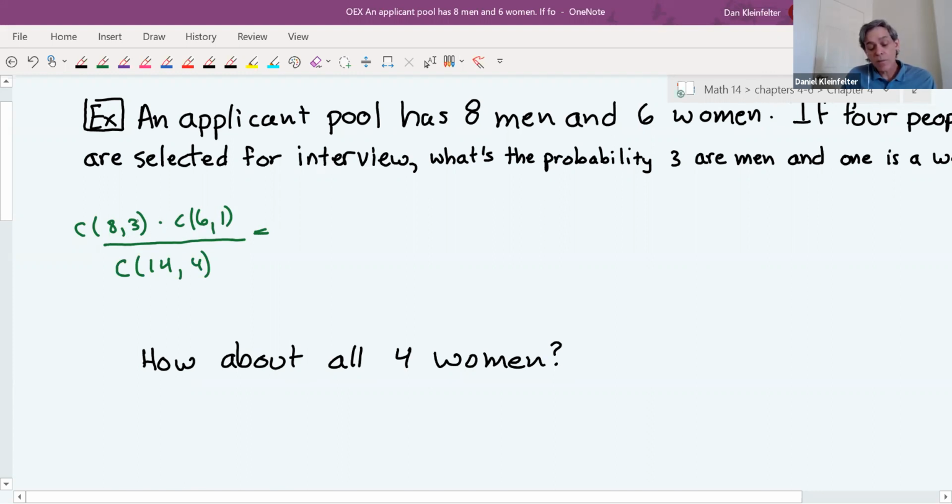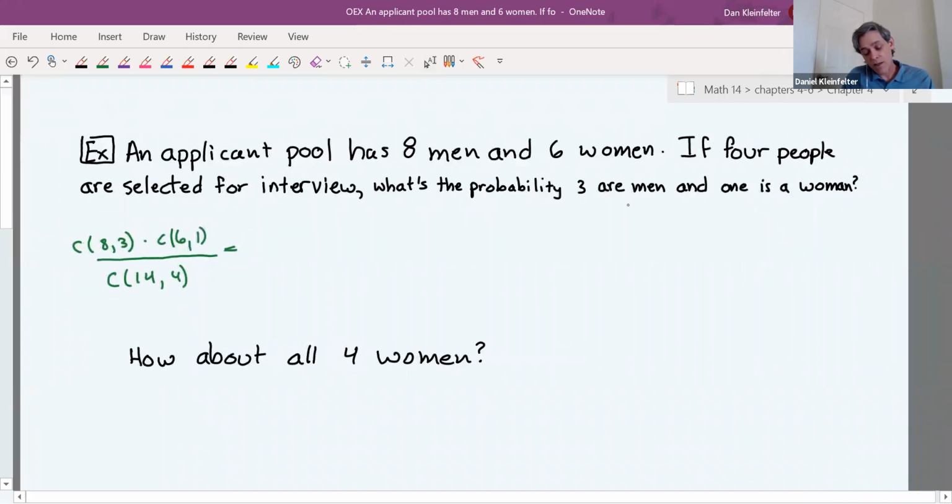The number of ways of picking the men, 3 chosen out of 8, and the number of ways of picking the 1 woman out of 6. We'll multiply those 2 together because that's the probability that we're interested in. The probability or chance of us getting 3 men and 1 woman out of this pool of 8 men and 6 women. Okay, so let's calculate.